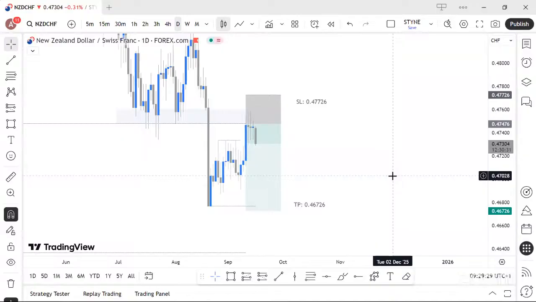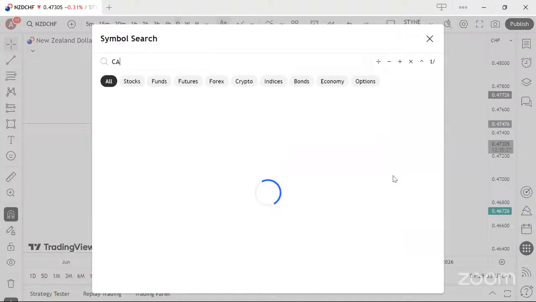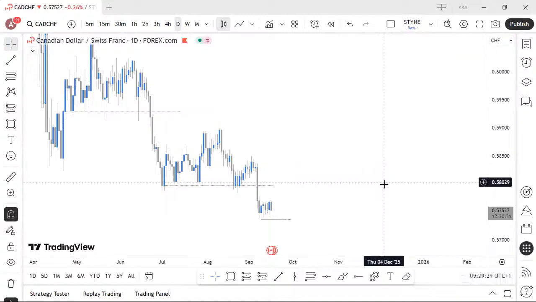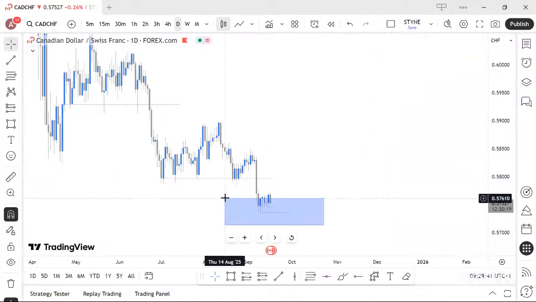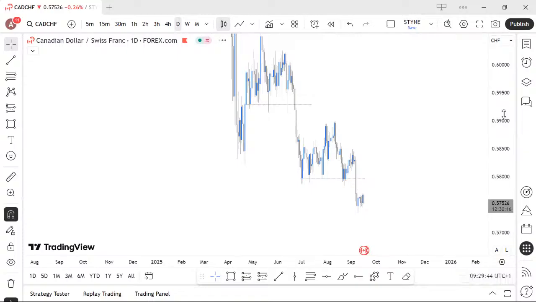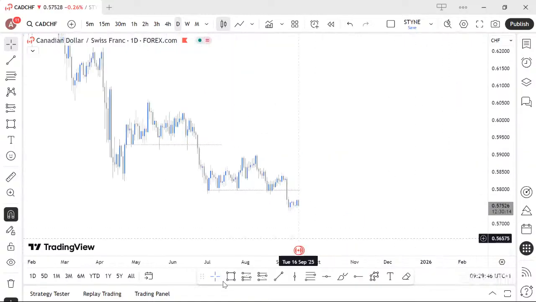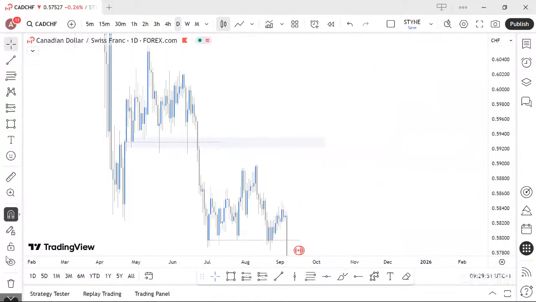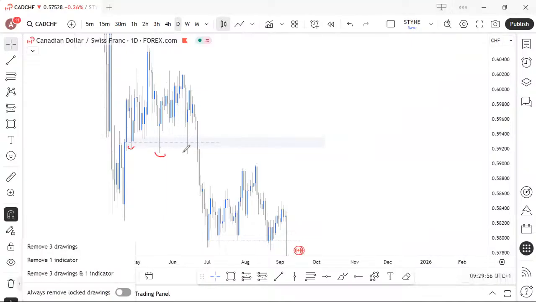So I also have something for CAD CHF. It's the same view that I had for the trade that is currently running. If I delete everything, what are you seeing here? You see that CAD CHF had a very major support zone here in the past, right? Price touched this zone one time, second time, third time, and then price disregarded that zone. So this is an area where, if price comes in the future, I would like to sell.